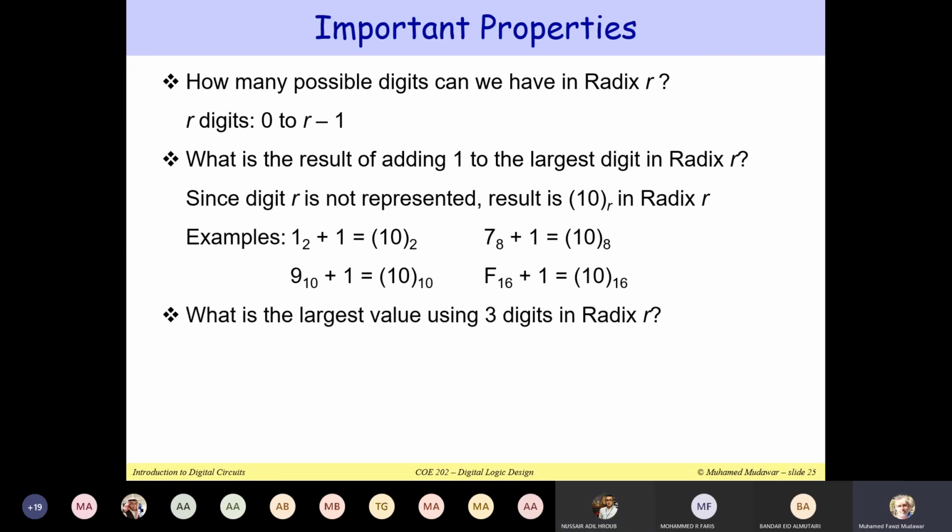So now let me ask you this question. What is the largest value using 3 digits in radix R? For example, if we are using decimal, what's the largest number that you can represent with 3 digits? 999. Exactly, 999. Okay, if it is in binary? 111. If it is in octal? 777. If it is in hexadecimal? 15. F. We write F. Okay, exactly.